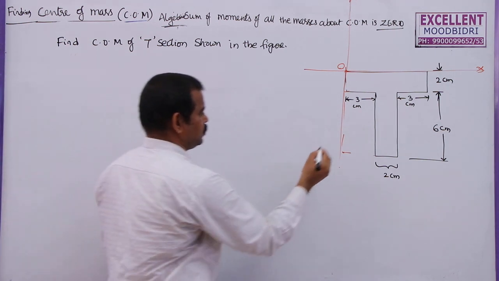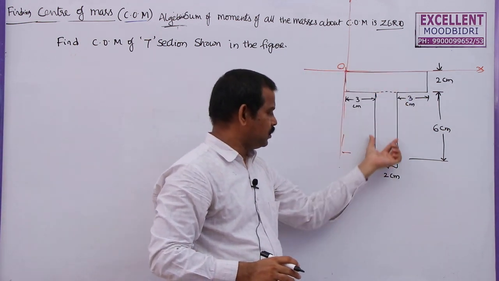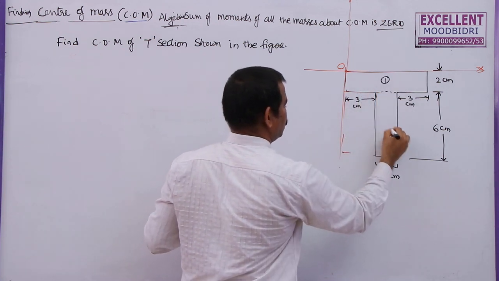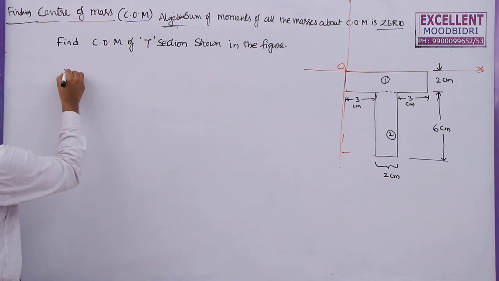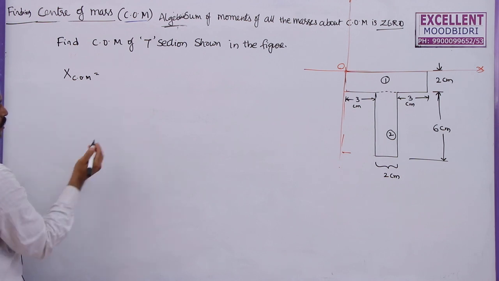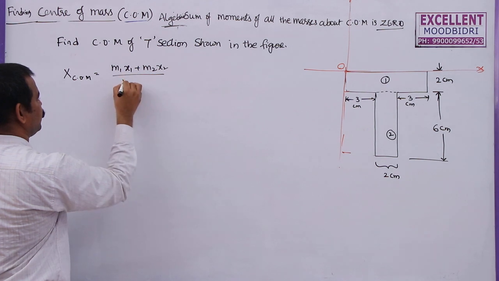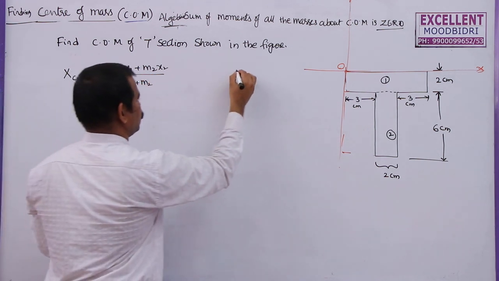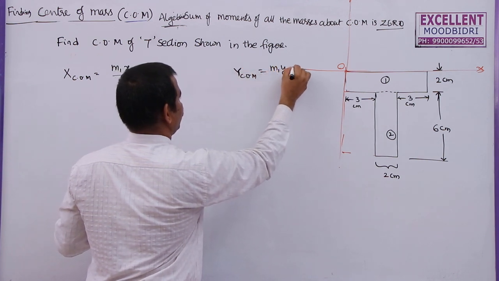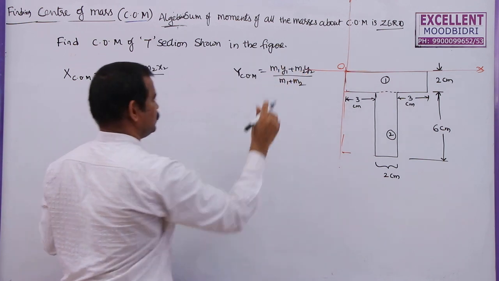To find this, first divide this T shape into two pieces. One rectangular plate here, one more rectangular plate here. So now let me take this part as 1, this part as 2. Now we know that as it is in the XY plane, you will get XCOM and YCOM, which is given by M1x1 plus M2x2 by M1 plus M2. Similarly, YCOM is given by M1y1 plus M2y2 by M1 plus M2.